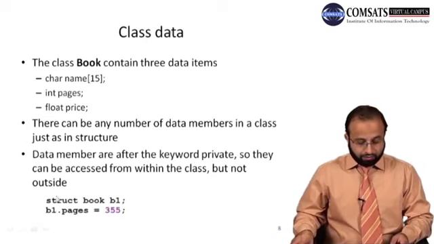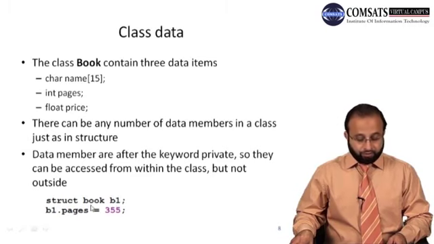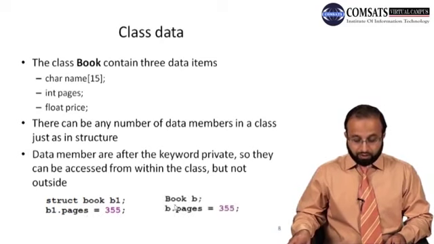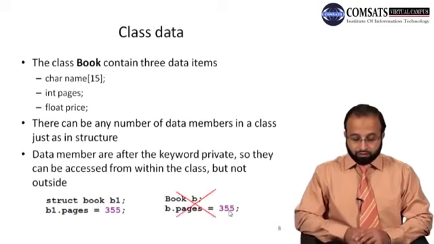So like this, we have a structure book. We can write struct book B1. We create an object B1, or we can create a variable B1 whose type is struct book. So we can write B1 dot pages is equal to 355. That is perfectly fine. You can do this. But if we create an object of the book class, that is B1, and we write B1 dot pages is equal to 355, that is not possible. That is not allowed. Why?